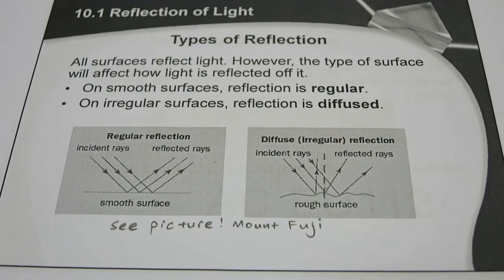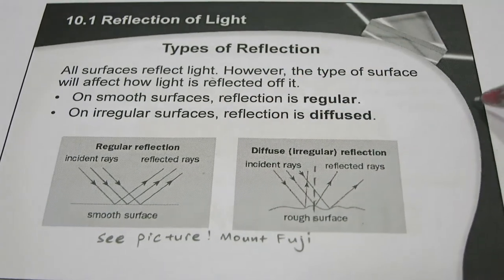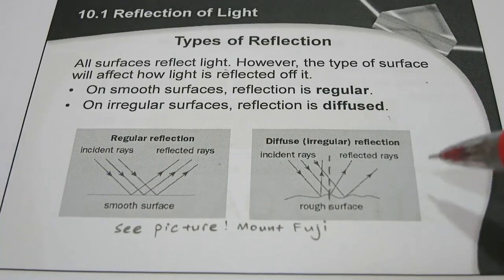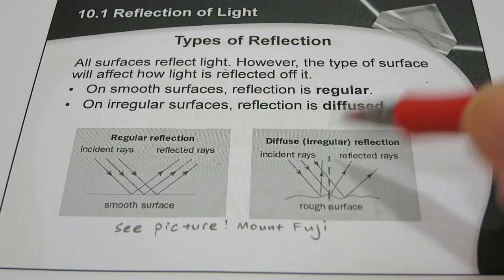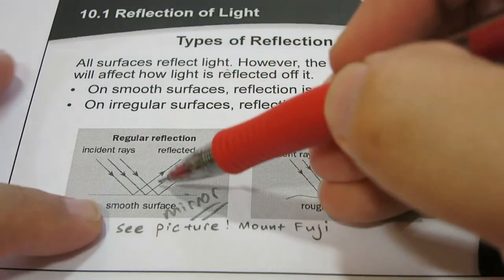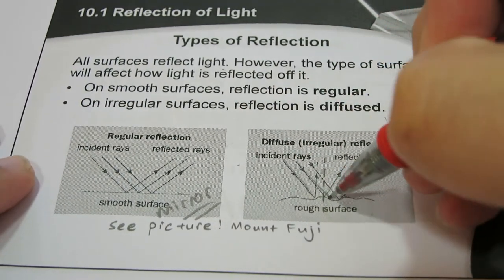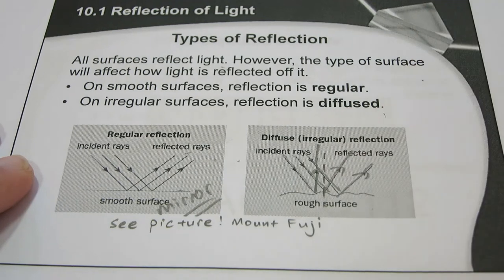Now, all surfaces will reflect light, except for surfaces that are black. Those just absorb everything. But depending on the surface, we have different types of reflection. Like if you look at the table down here, why is it that you cannot see your face? The reason is that there is reflection going on, but the reflection is called an irregular or diffuse reflection. This is what happens when you have a mirror. The reflection comes in super nicely and leaves super nicely so that you can see your face nicely. Over here, the light rays all come in parallel, but then they move out in all different directions. And because of this, you cannot really see a good image form.